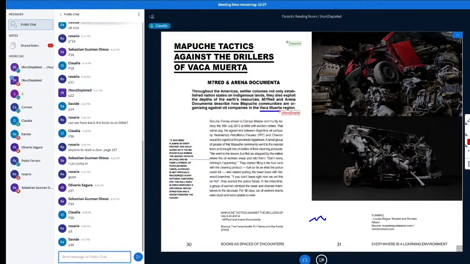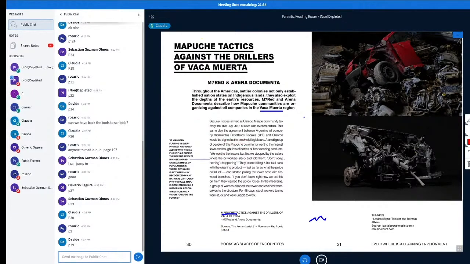Security forces arrived at Campo Maripe community territory on the 16th of July 2013 at 6 a.m. with eviction orders. That same day, the agreement between the Argentine oil company Yacimientos Petrolíferos Fiscales and Chevron would be signed at the provincial legislature.